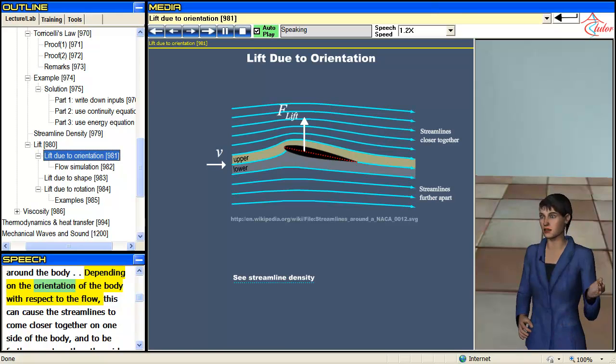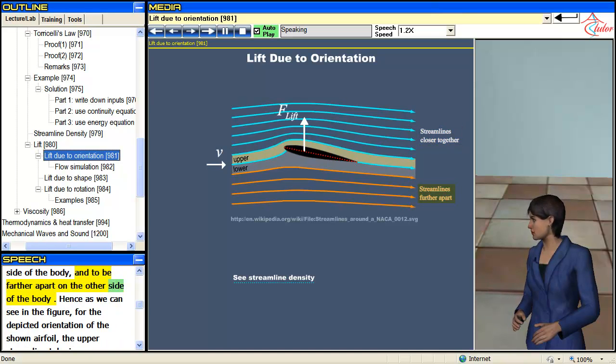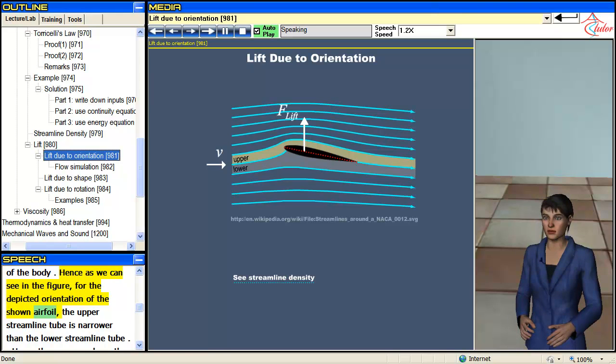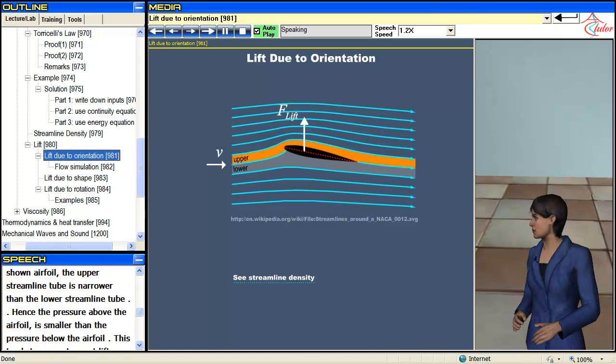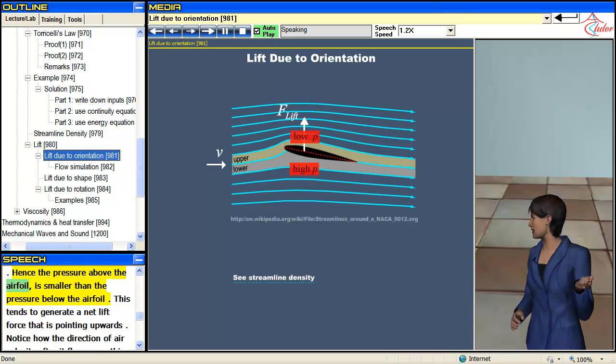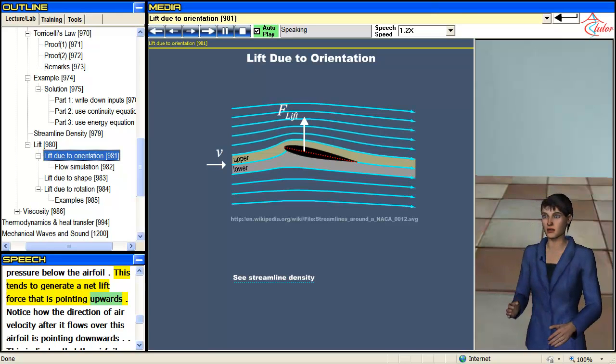Depending on the orientation of the body with respect to the flow, this can cause the streamlines to come closer together on one side of the body, and to be farther apart on the other side. Hence, as we can see in the figure, for the depicted orientation of the shown airfoil, the upper streamline tube is narrower than the lower streamline tube. Hence the pressure above the airfoil is smaller than the pressure below the airfoil. This tends to generate a net lift force that is pointing upwards.